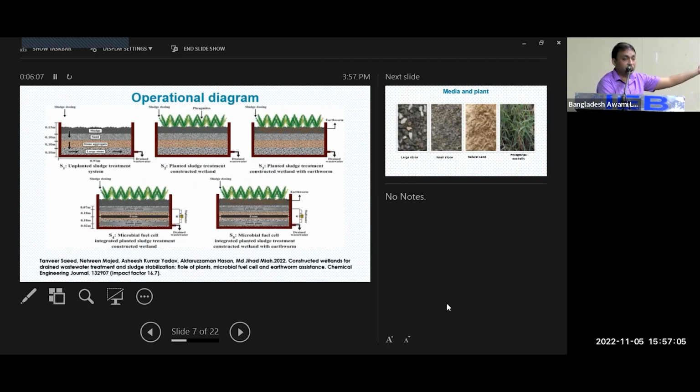This was our operational diagram. Actually, this is an outcome that we published this year in Chemical Engineering Journal, impact factor 16.7. I was the lead, so I'm just presenting that result.